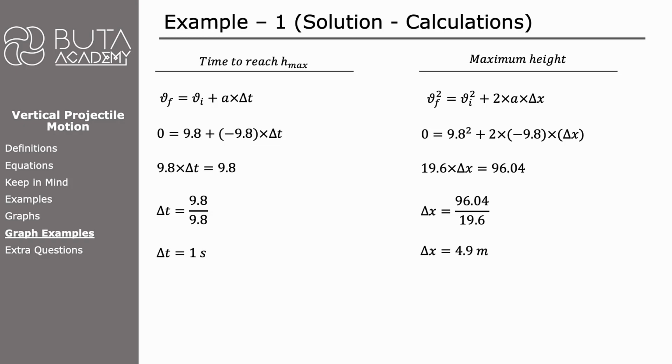This value is the displacement of the object from its initial position, which, according to the question, is 30 meters above the ground. Therefore, the height of the ball from the ground is the sum of its initial height of 30 meters and its displacement above this point, which is 4.9 meters. The ball will be 34.9 meters above the ground when it reaches its maximum height.